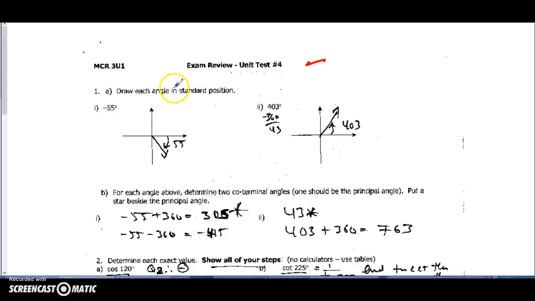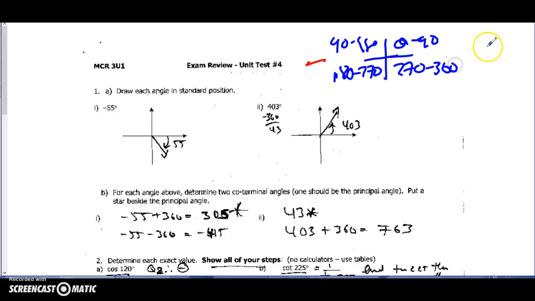So start off with drawing angles. Don't forget that 0 to 90 here. So we go 0. So these are some of the things 0 to 90 here. 90 to 180 is in this quadrant, quadrant 2. 180 to 270 in quadrant 3. 270 to 360 in this quadrant. Remember, quadrant 1, 2, 3, 4. There'll be other things we're going to add in a bit.